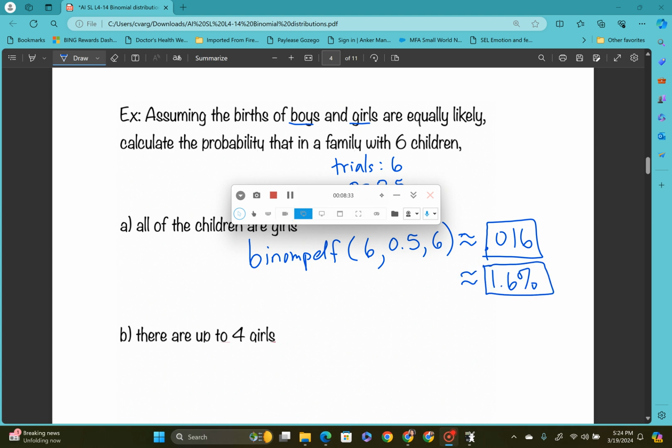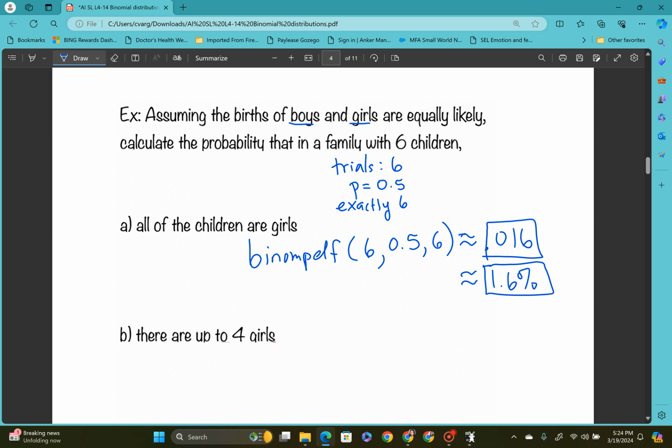All right, so we do need to know that 0.016 is the same thing as 1.6%. We know that, multiply by 100, so you could put it as a percent, which makes sense. It's very highly unlikely in a family of 6 children to get exactly 6 girls. So a 1.6% chance completely makes sense.